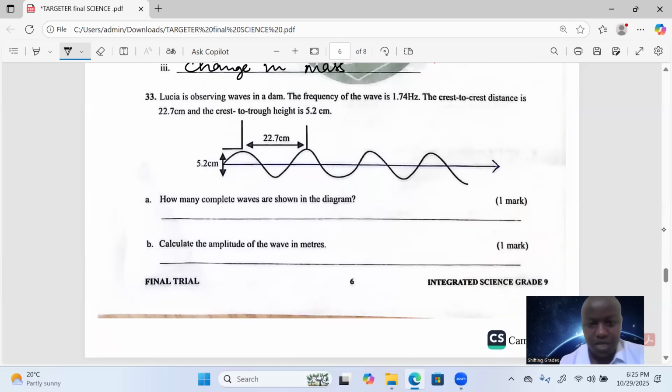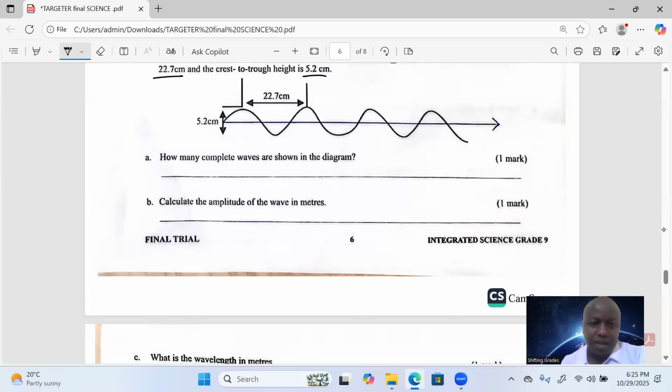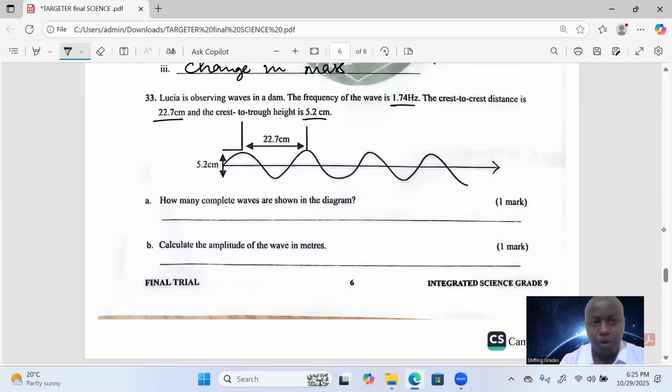Let's look at the question in 33 now. Lucia is observing waves in a dam. The frequency of the wave is 1.74 hertz. The crest to crest distance is 22.7 centimeters, and the crest to trough height is 5.2. Part A, how many complete waves are shown?